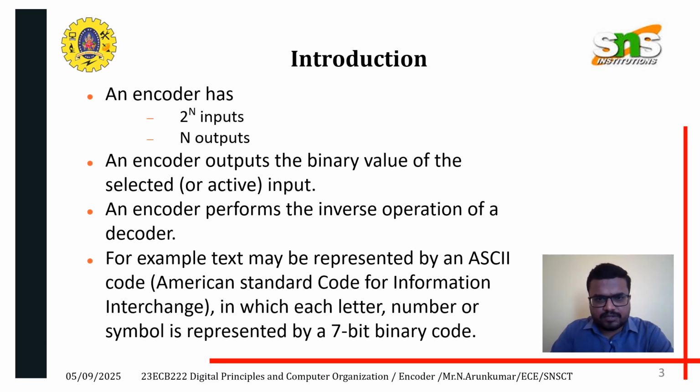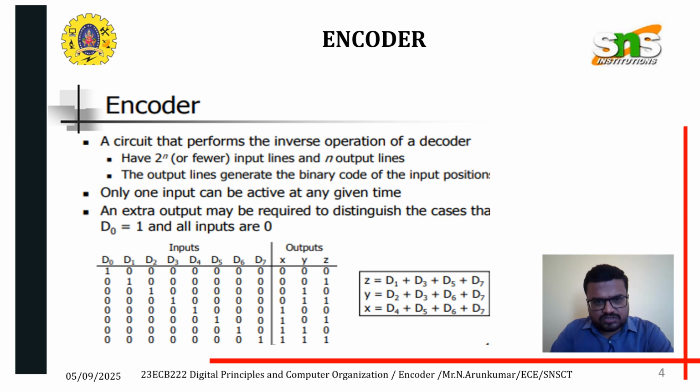These values are considered based on the binary values, and the representation of the bits has been assigned by ASCII, the American Standard Code for Information Interchange, in which we are using a 7-bit binary code. For encoders, 2 power n is the number of input lines and n is the number of output lines. Let us see how these inputs and outputs are fetched for this encoder.